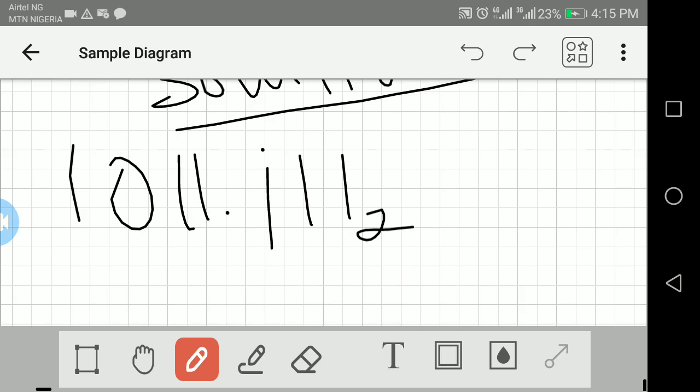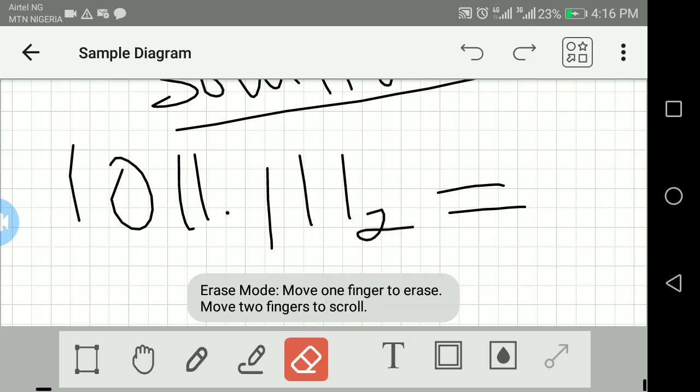1011.111 base 2 is equal to, so we're going to convert this. The number is in binary. It's a decimal number in binary. Let's convert to base 10.